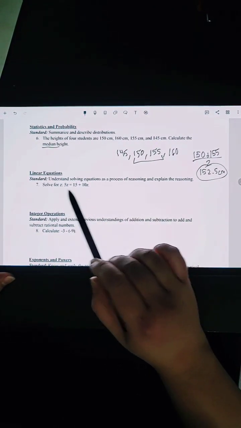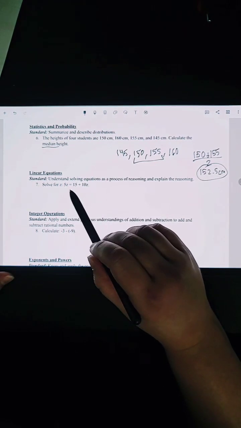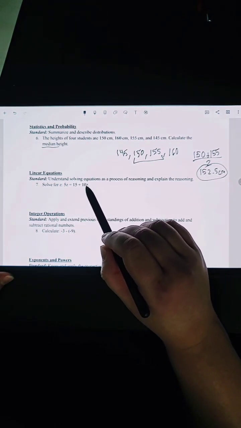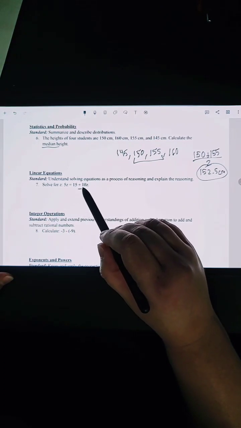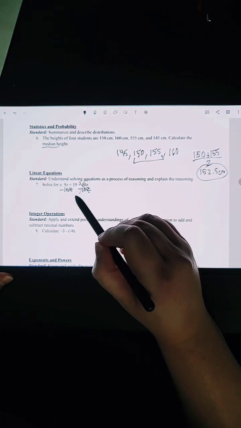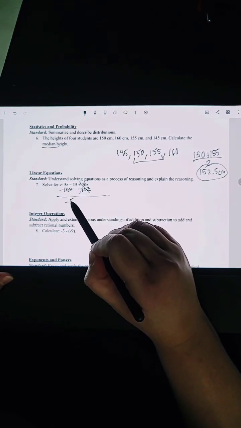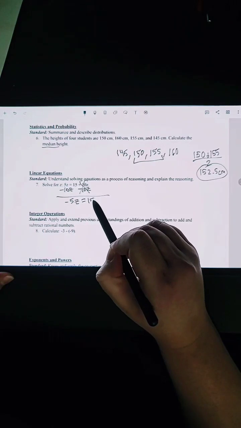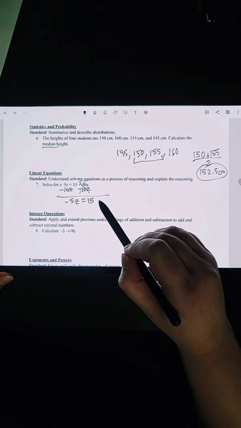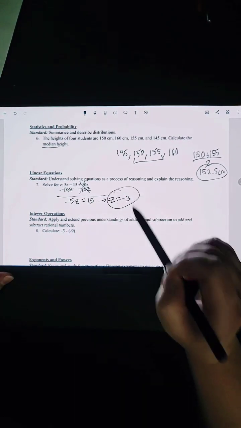So now let's go to the next one. It says that we're solving for z. So I want to get my z's on one side and my numbers on the other. So I'm going to start by subtracting 10z from each side, because that's going to eliminate it over here and move it over to the other side. So 5z minus 10z is negative 5z, and that equals 15. Now if I divide by negative 5 on each side, I'm going to get that z is equal to negative 3.